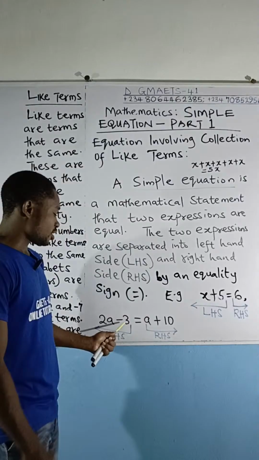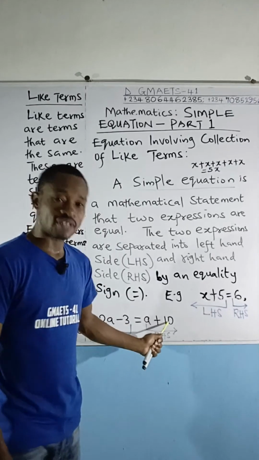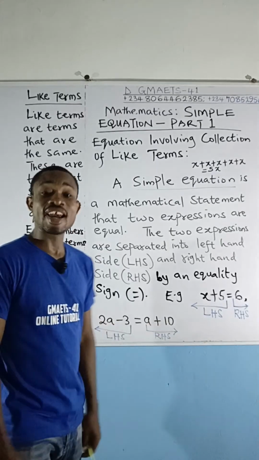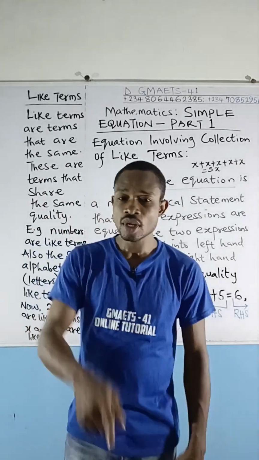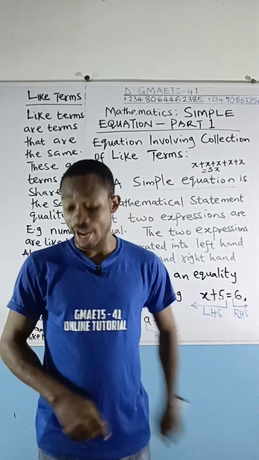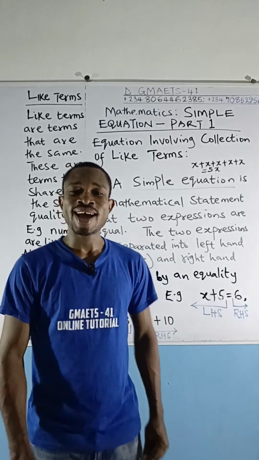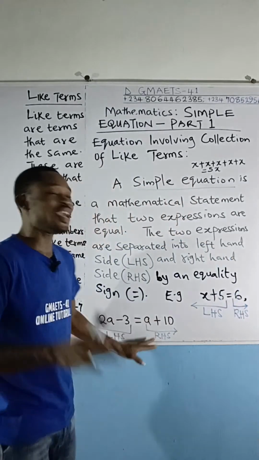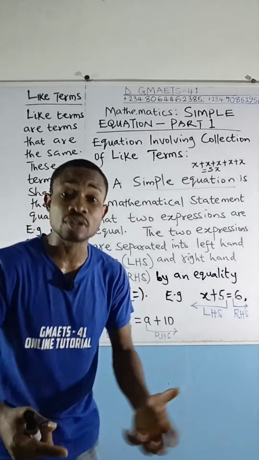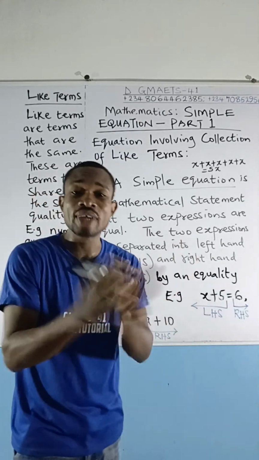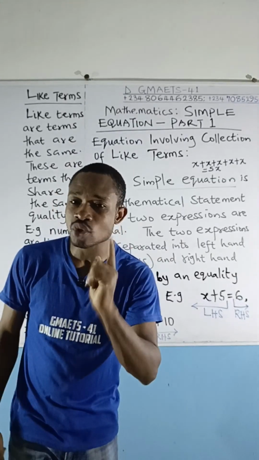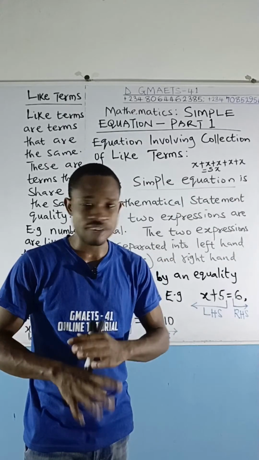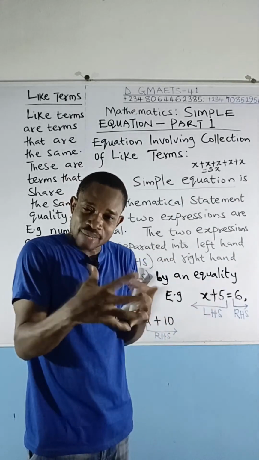Then look at this number, minus 3 plus 10. They are like terms. Why should you know about like terms? Why are we talking about like terms? This is because if you are solving any problem in mathematics that is an equation, the like terms must come together. You don't leave like terms to be scattered in an equation. It's never done. So you collect them together.